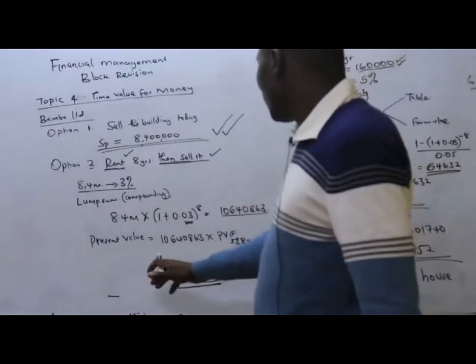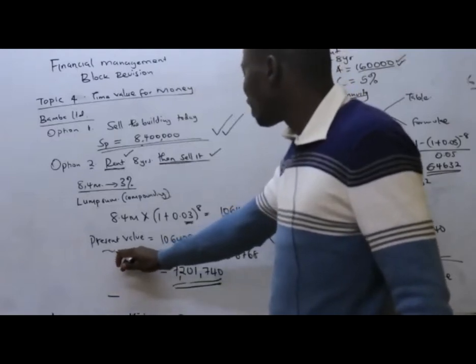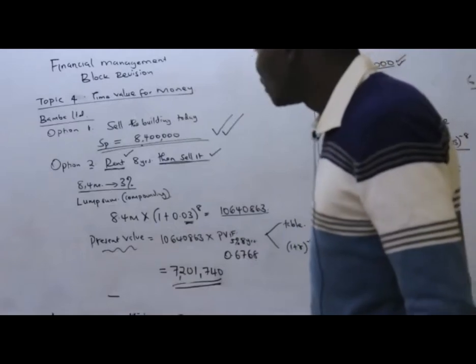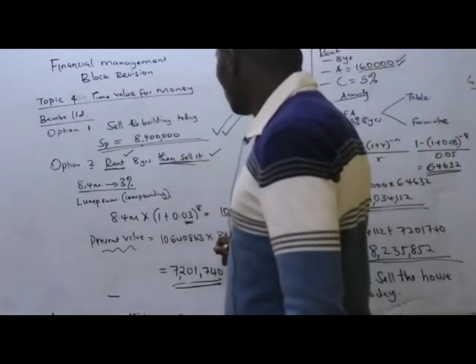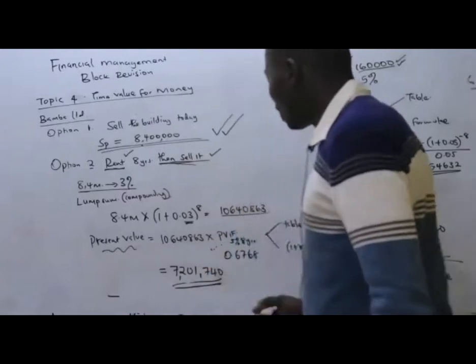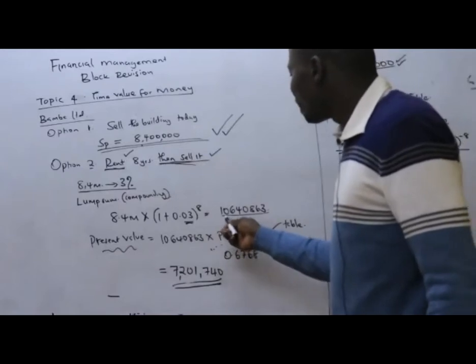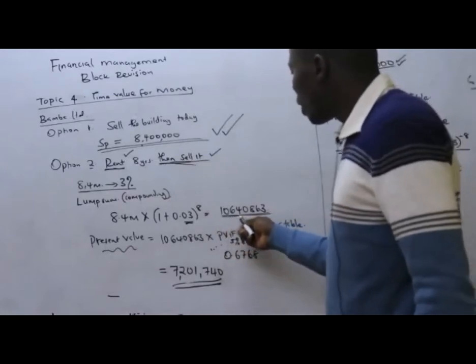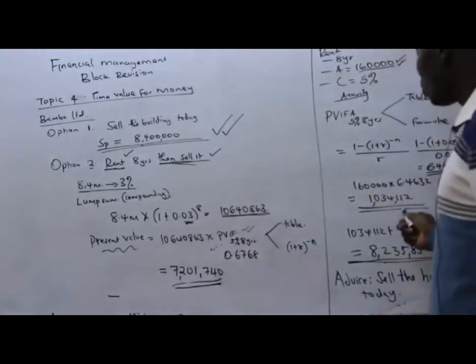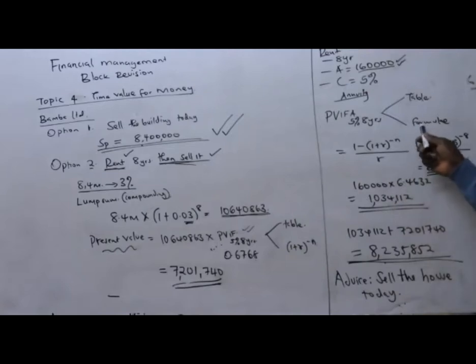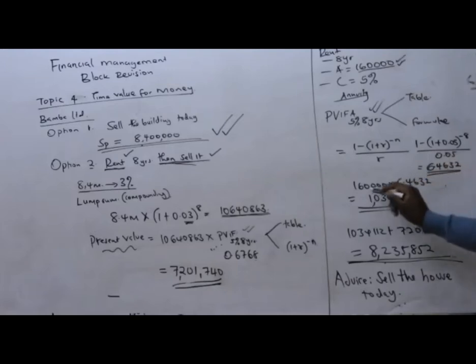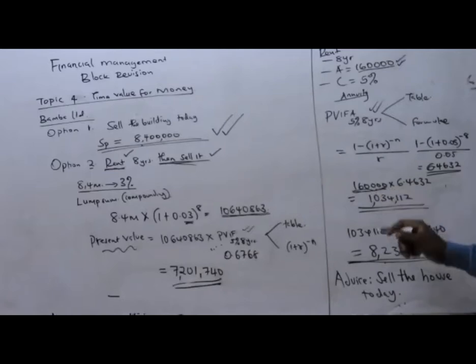For example, in our first illustration, when we are determining the present value of the amount received after 8 years when selling the house, we used a lump sum, right? We used a lump sum because we had this fixed amount at the end of the period. And on this part here, we used annuity because we were receiving regular cash flows as our rent.